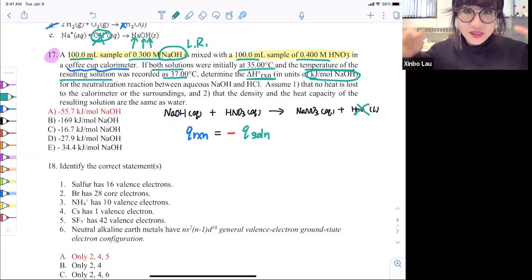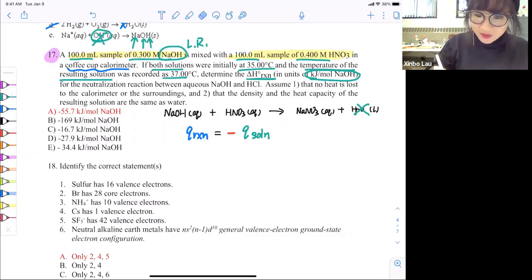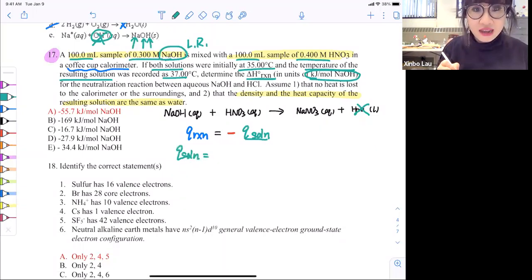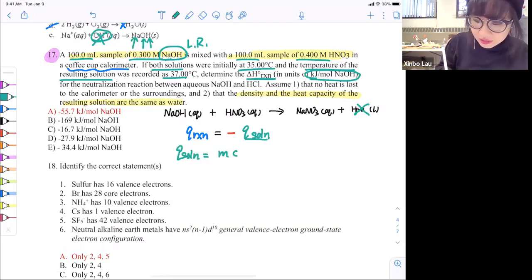The solvent makes up most of the solution, and that is our surrounding. Looking at the question, we can treat the density and heat capacity of the dissolved solution as the same as water. That's the background information we should realize. If we know that, we know Q of the solution, and we'll be able to find out Q of the reaction. Q of the solution will be m c delta T.